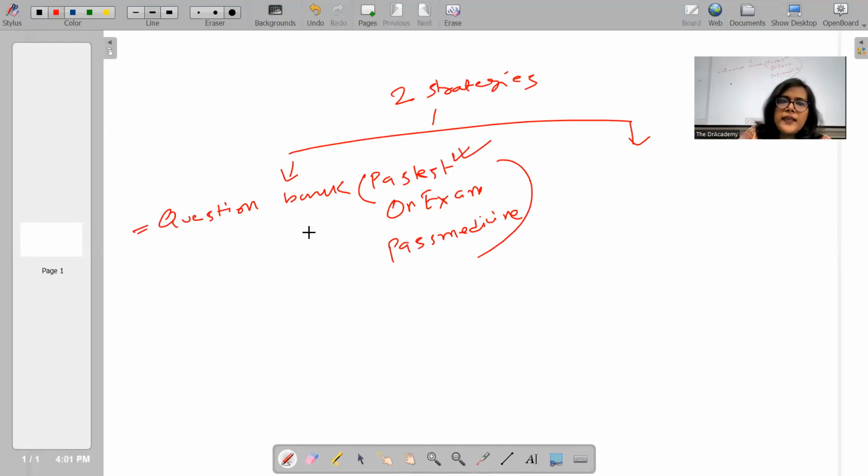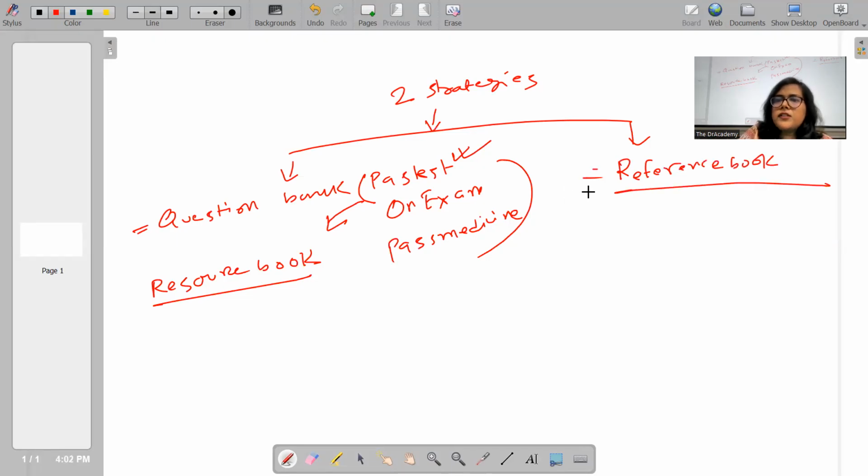After finishing each section, for example when you finish the cardiology question bank, you simultaneously go through the resource book. You can go like that. Or if you're opting for a longer strategy and you need more time, then you can go for the reference book first.